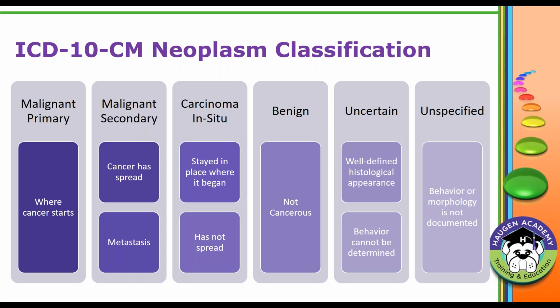Uncertain means that the tissue of the neoplasm has a well-defined histological appearance, but the behavior, malignant versus benign, cannot be determined. So that is something a pathologist or someone who has looked at the cells would have to tell us, that it's uncertain, versus unspecified, which means that the behavior morphology is not documented. So don't confuse those two, as they are different codes.